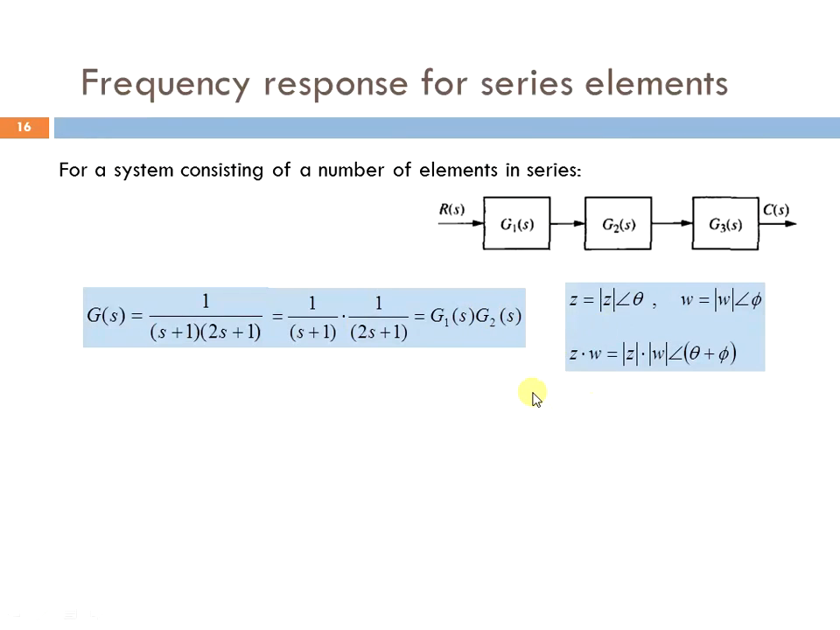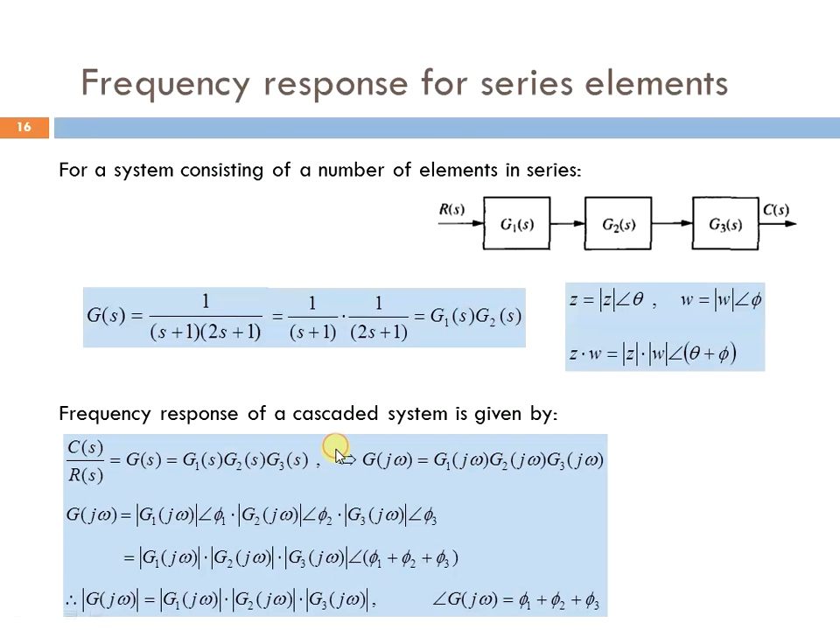So where possible, we could break up a complicated transfer function into a number of subsystems, and then we know that the magnitude response of the transfer function will be the product of the magnitudes of the respective subsystems, and the phase will be the sum of the respective phases of the system.